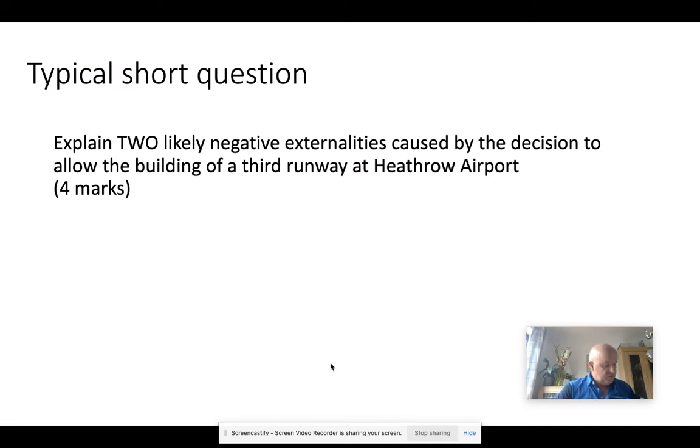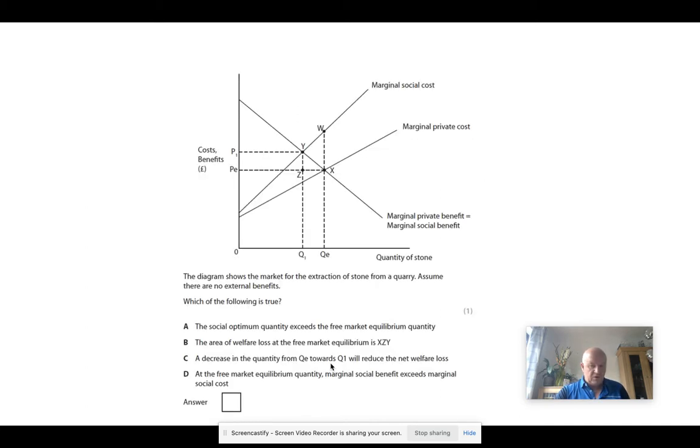These are typical short questions that you might get as an example. Explain two likely negative externalities caused by the decision to allow the building of a third runway at Heathrow Airport. I think you can immediately think of one, but have a think about the second reason too. That would be a typical 4-mark question.